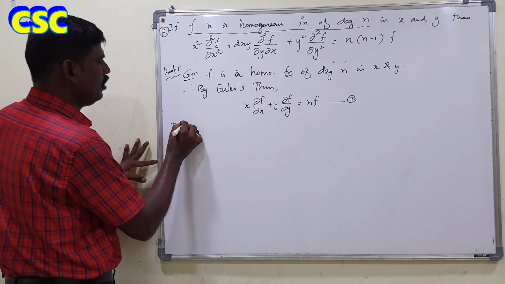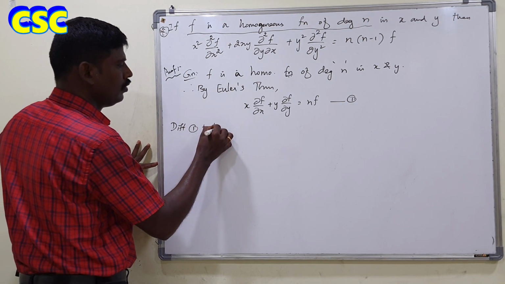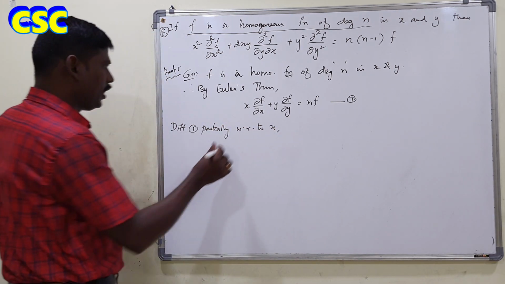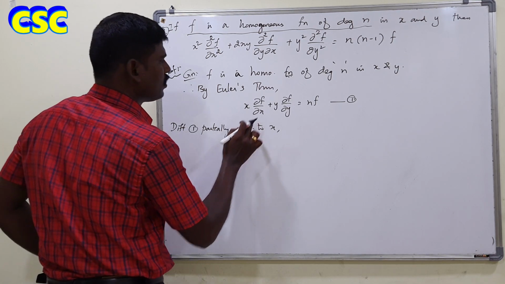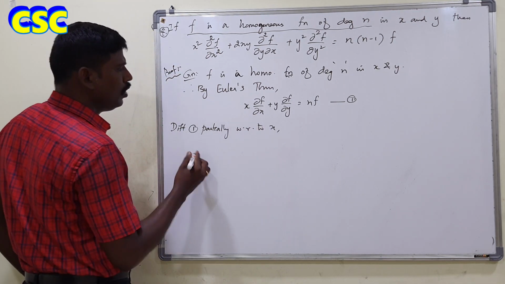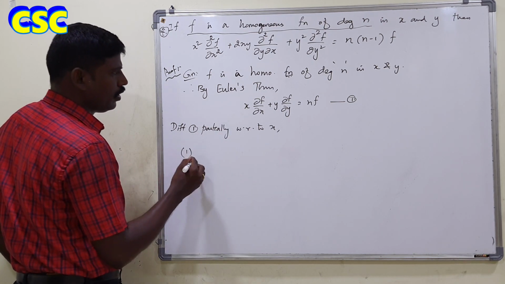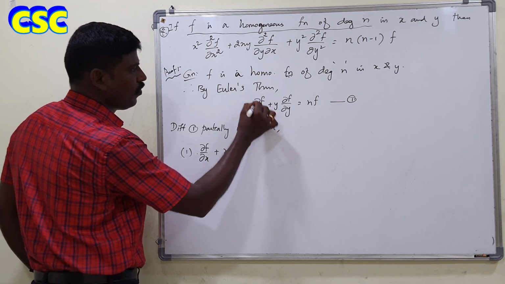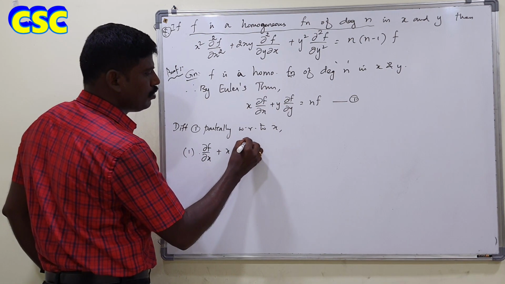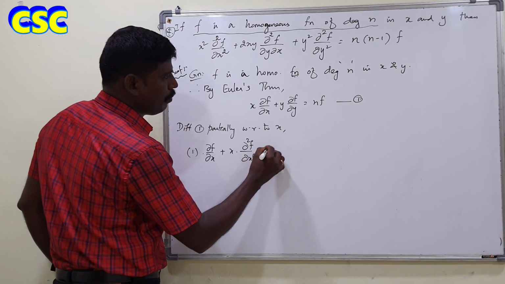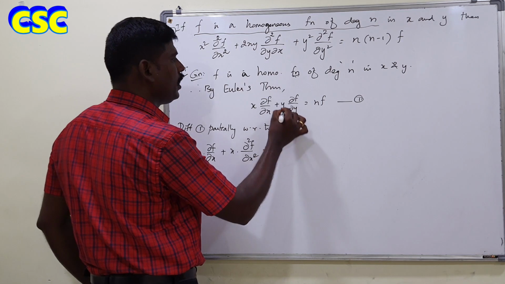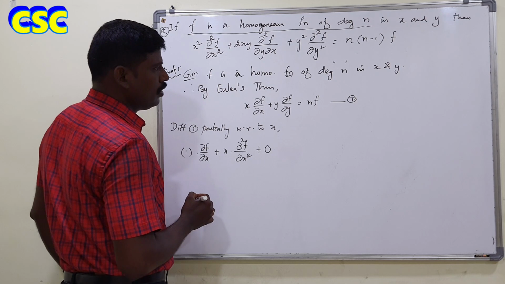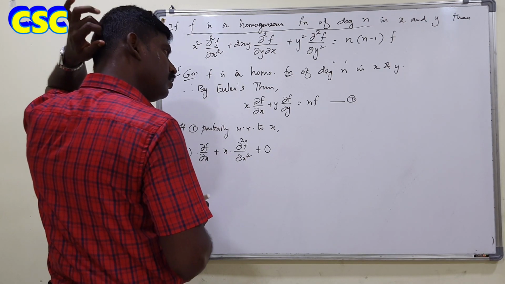Now I am going to differentiate 1 partially with respect to x. Here these two terms are functions of x, so I apply the product rule between them. The first derivative of x is 1 into dou f by dou x, plus x into the derivative of this with respect to x once again, so it becomes dou square f by dou x square, plus this term is in terms of y, so taking the partial derivative with respect to x, this will be 0, isn't it?